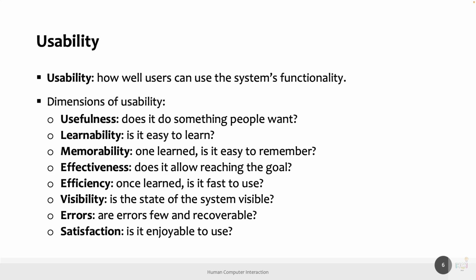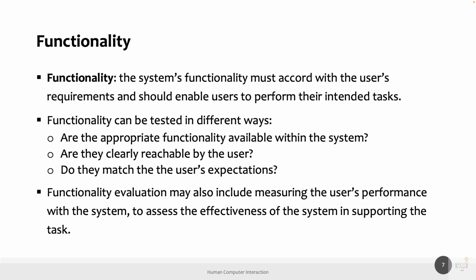And then there can also be satisfaction. So is the system enjoyable to use or not? Then the second aspect that we can test in the evaluation is functionality. And again, here we can test if the functionality of the system are compliant with the needs of the users. So this is why we started from the needs and we define some tasks. And we can also test if functionality are clearly reachable by the users. And of course, here we can also focus on the performance that the user can achieve with the system.